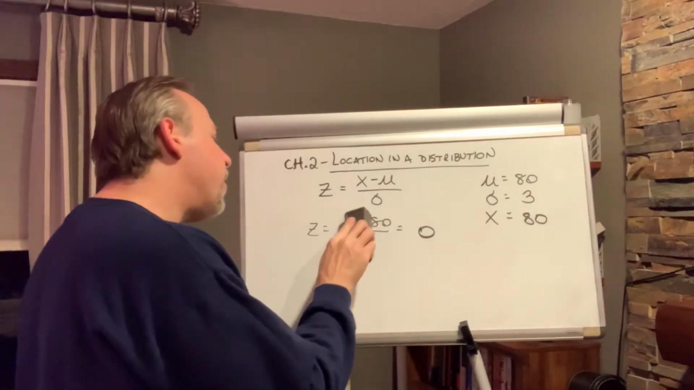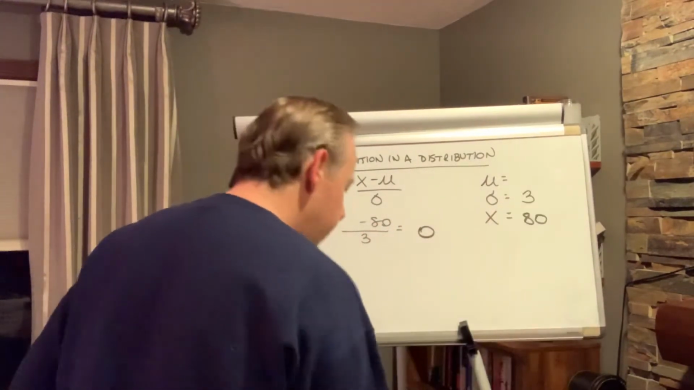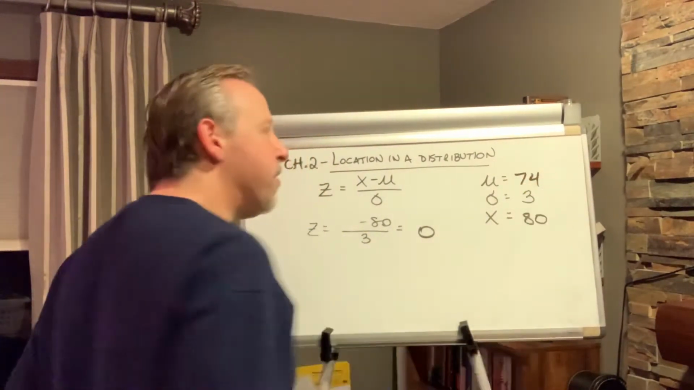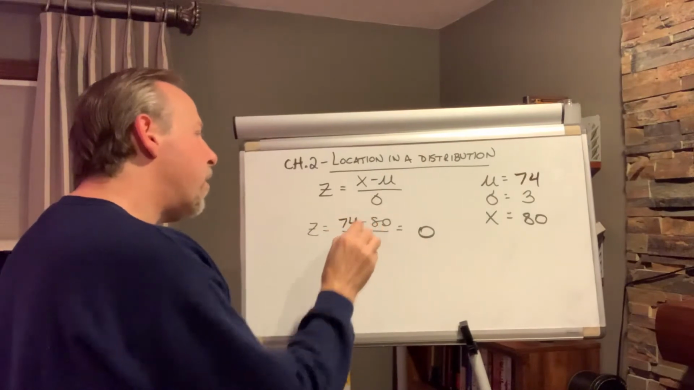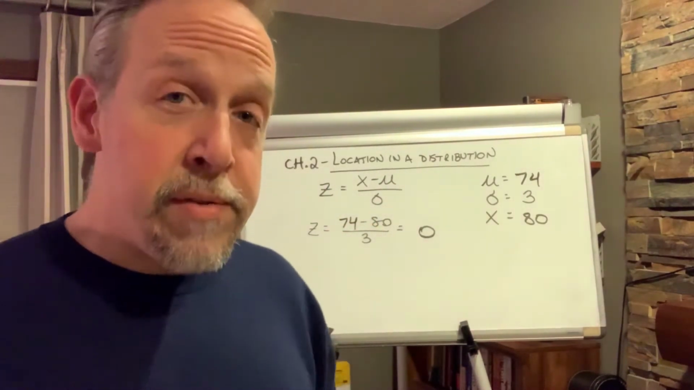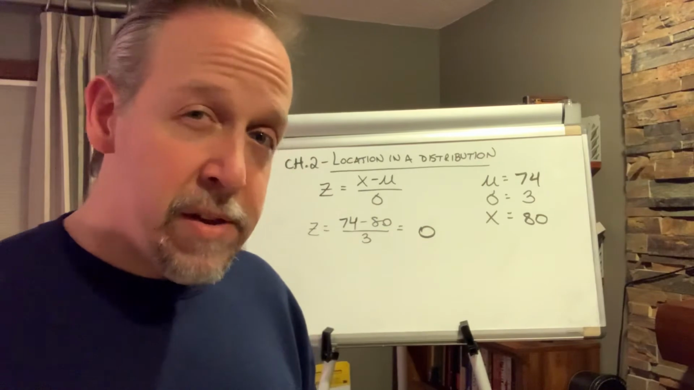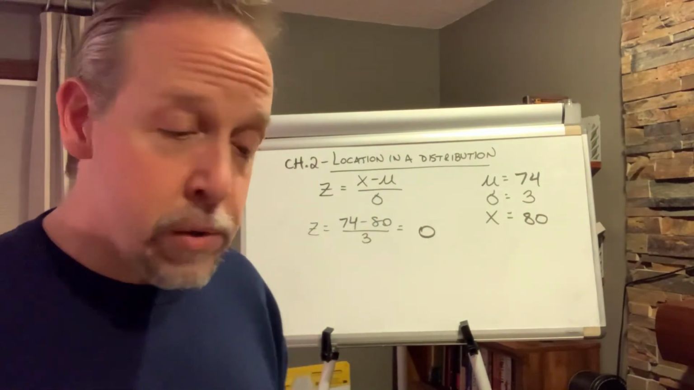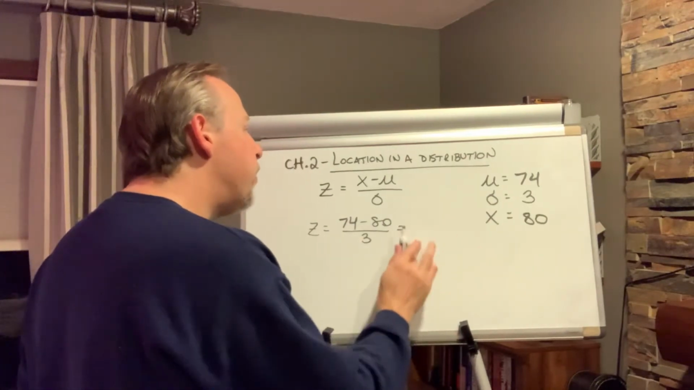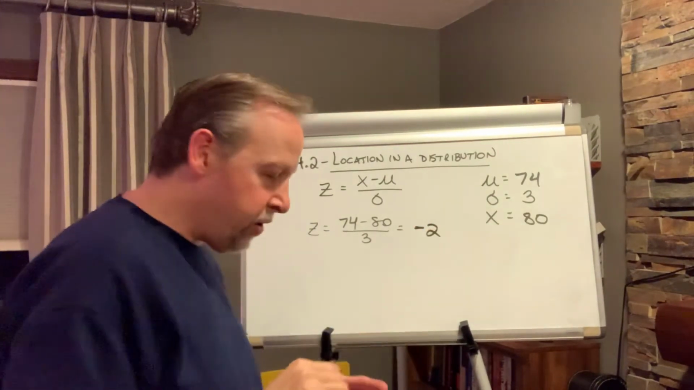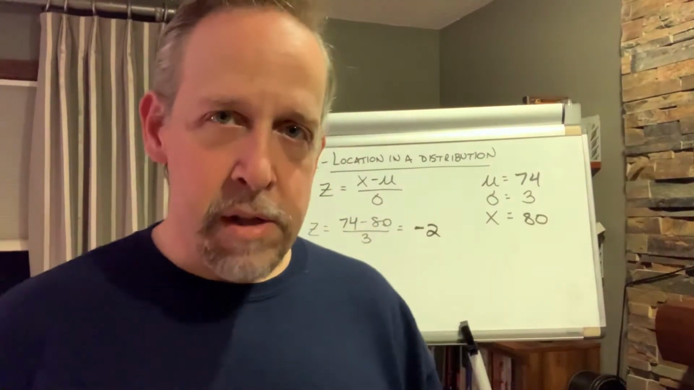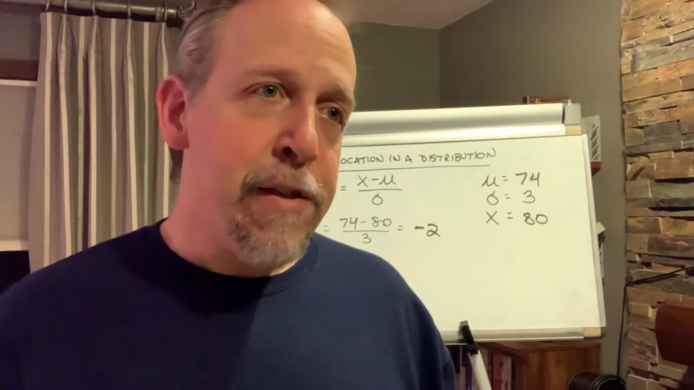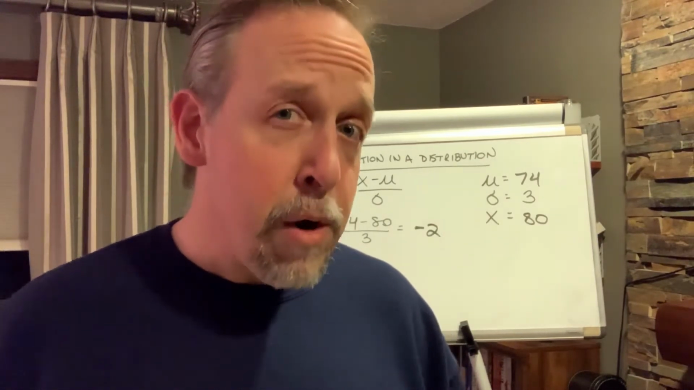Okay, so let's say a person did poorly. I mean, they didn't do terribly, but they did not as well as the rest of the group. They got a 74. Now, 74 minus 80 is negative 6. And negative 6 divided by 3 is negative 2. So this person's Z-score is negative 2. Again, what does it mean? Did they do well? Did they do badly? Did they do indifferently? Well, negative 2 means this person was 2 standard deviations below the average test score.